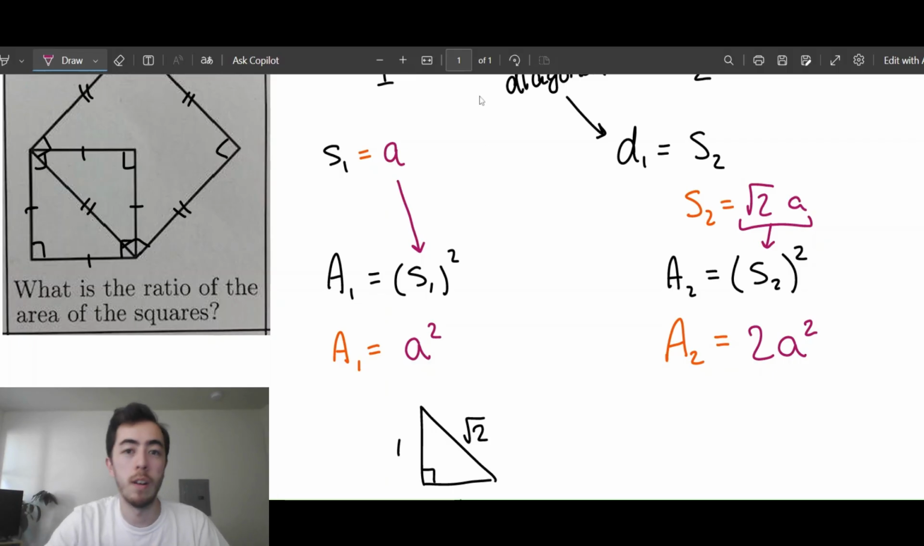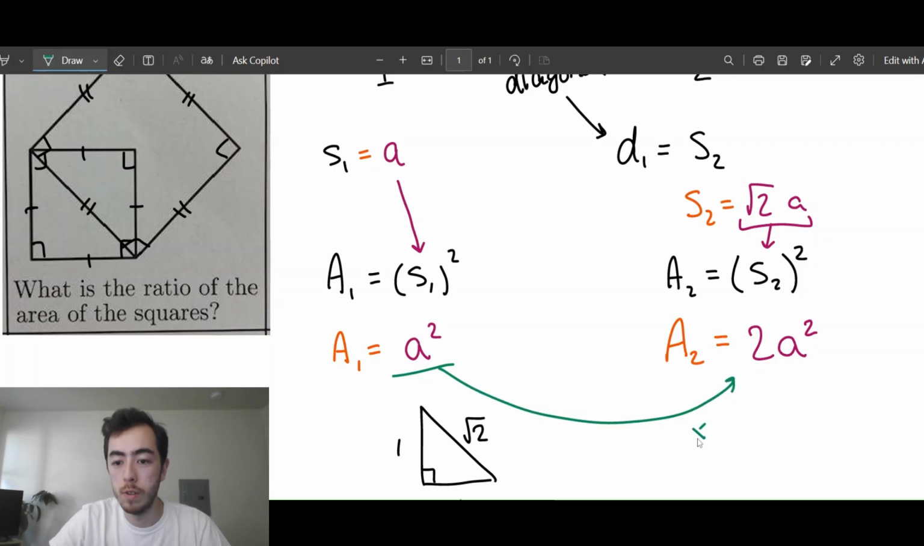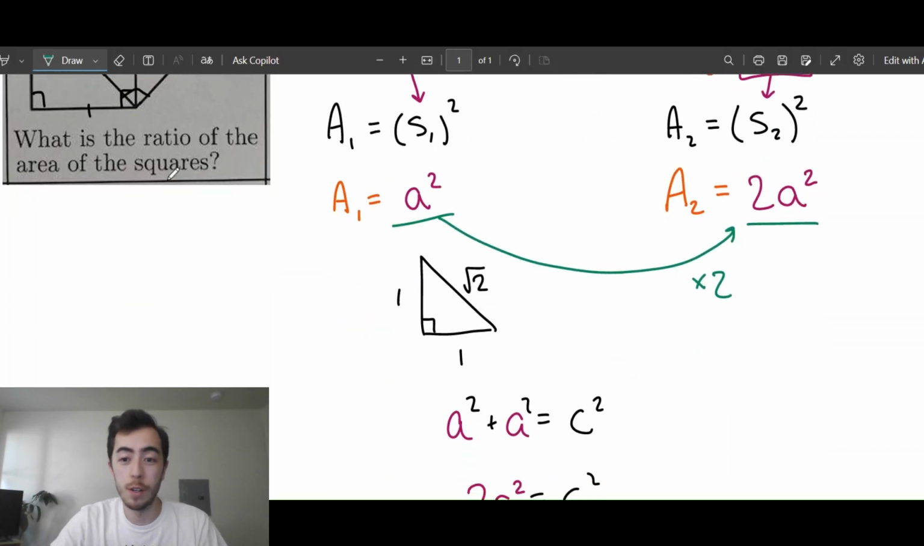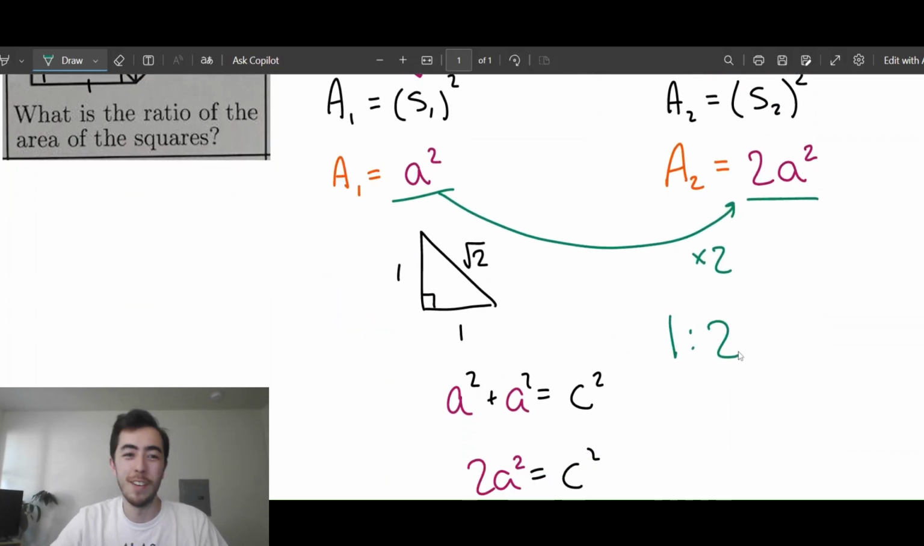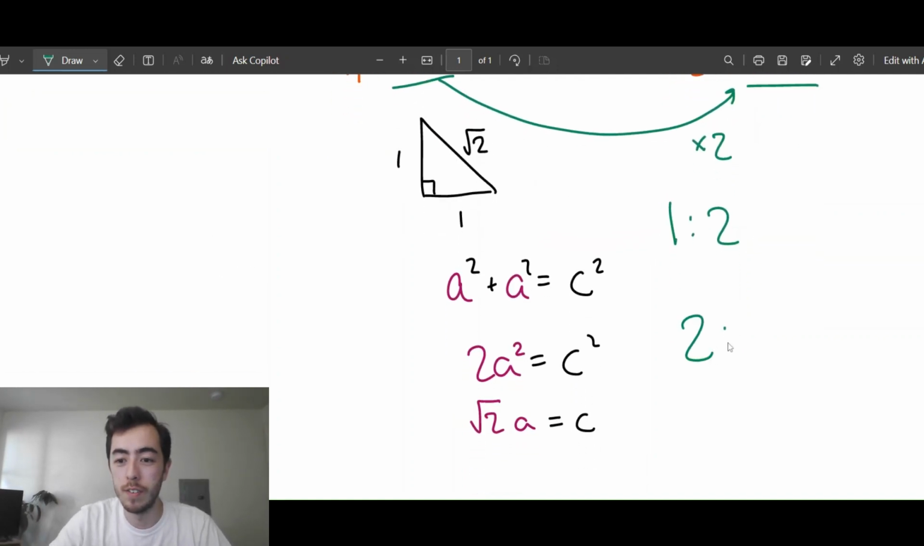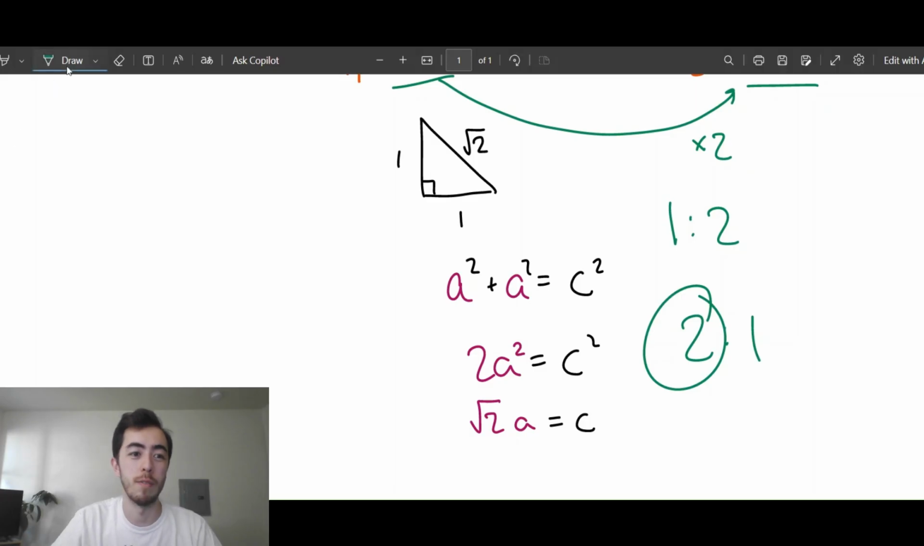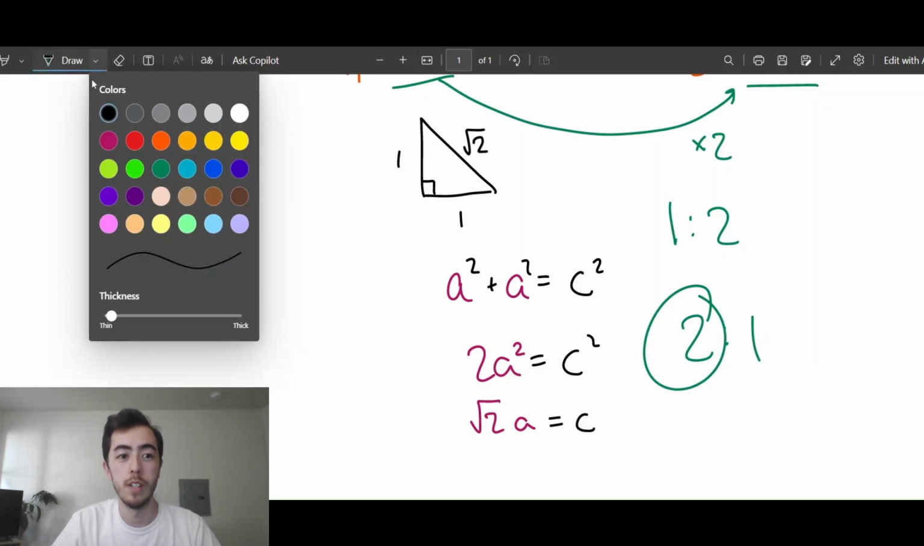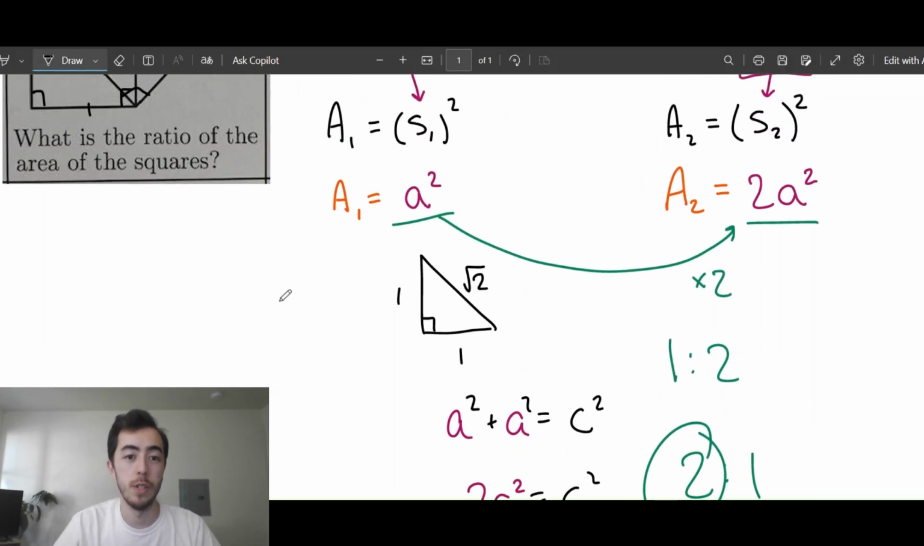So it doesn't really matter what size the original square is. I'm always going to get this relationship where if I take the small area and I multiply it by 2, I'm going to get the bigger area. And so the ratio of the area of the squares is either 1 to 2 or 1/2 if you're thinking big to small, or the ratio is 2 to 1 if you're thinking small to big. And 2 is today's date, and that's where our answer is coming from, just because we got to double the smaller area to get the larger one.